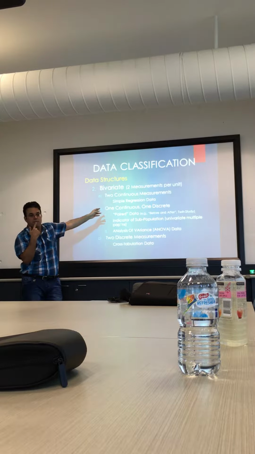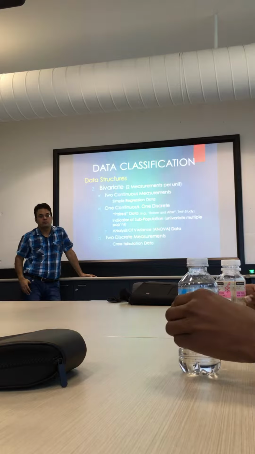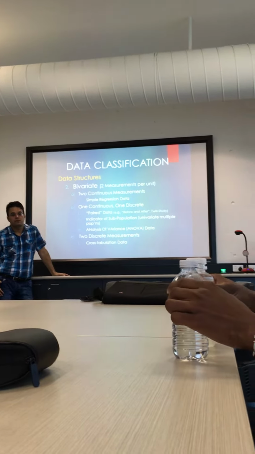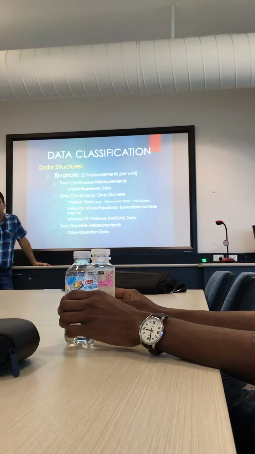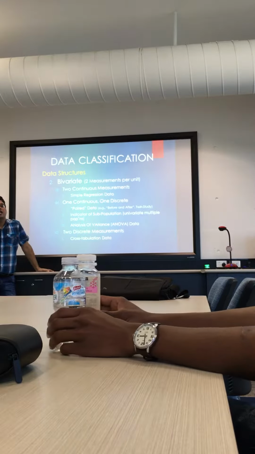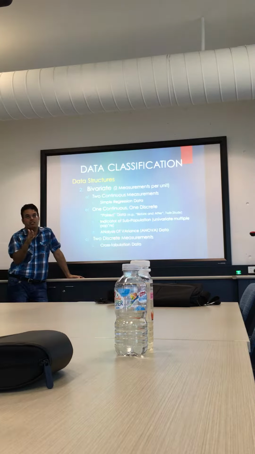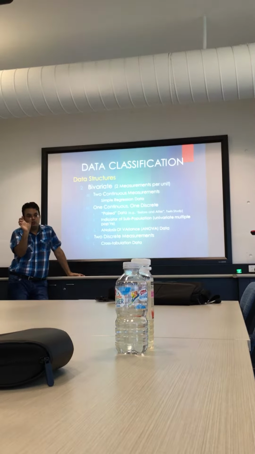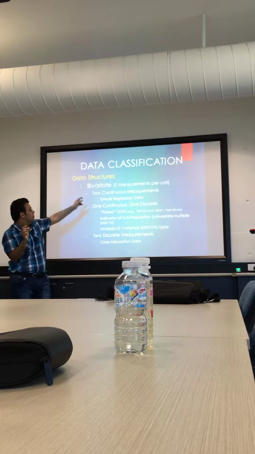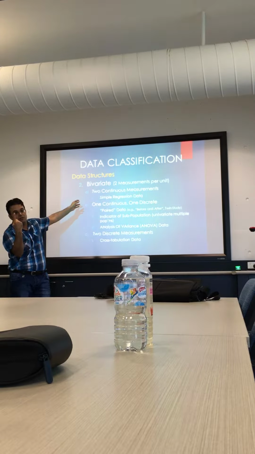So what if, for example, you are testing the speed of two fast cars? What are you interested in? Speed. You have to ask yourself: is speed continuous or discrete? It's continuous. How many variables do you want? Just speed? Yeah, just speed.